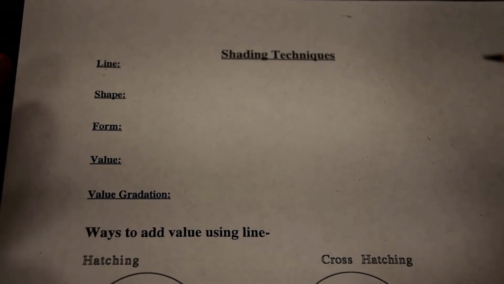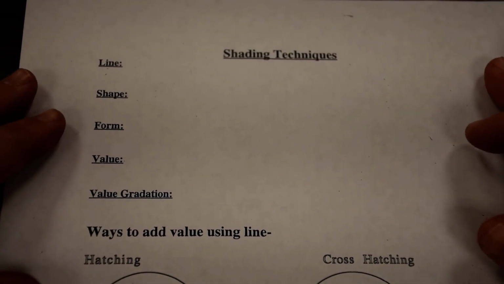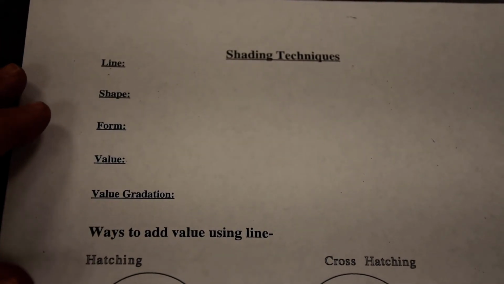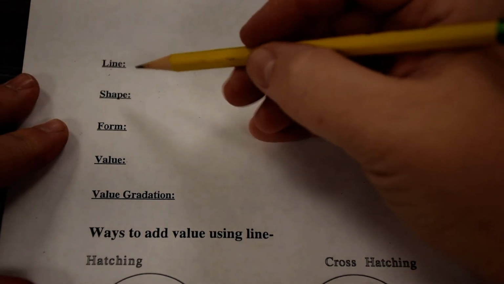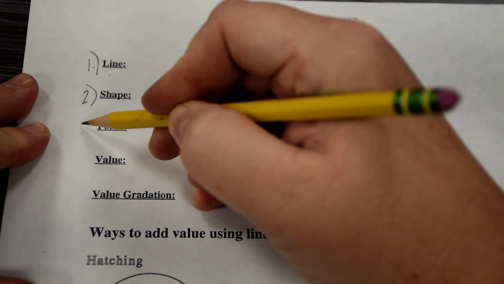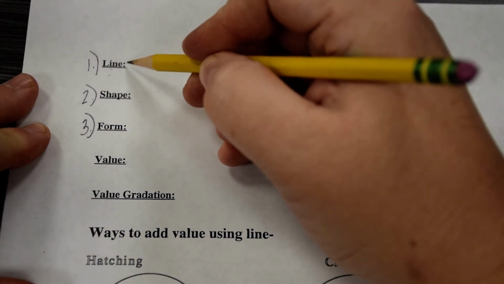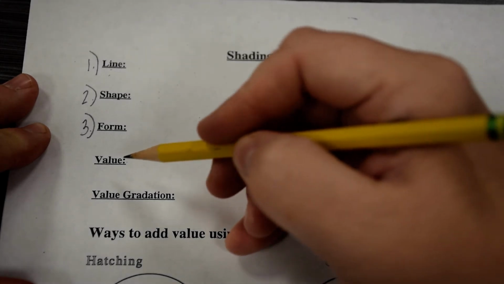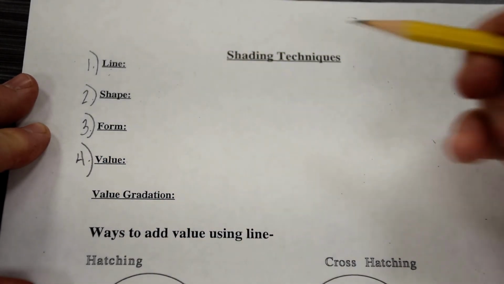Hello, Shenandoah Art students. Today we're going to learn about value. We started with the first three elements of design: line, shape, and form. Today we're going to learn about value.